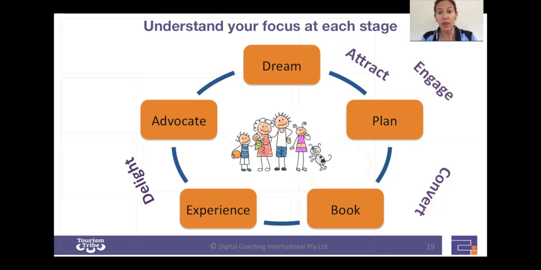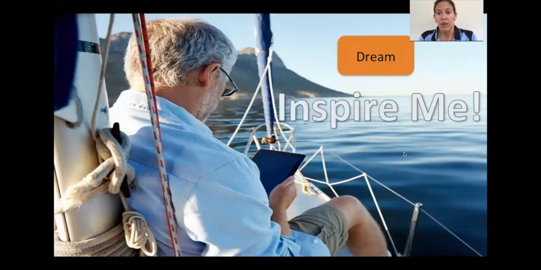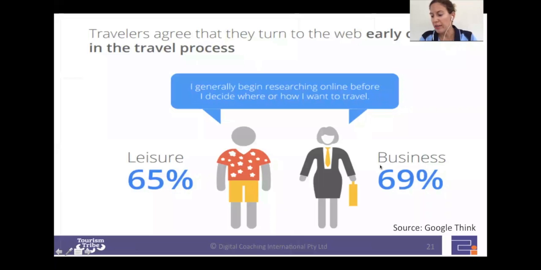All right, so we're going to start looking at the dreaming stage now. The dreaming stage is really all about inspiring people. Remember that 65% of the people that are researching online haven't actually decided where they want to travel. They follow recommendations from friends and families, and they're also heavily inspired by social media platforms.